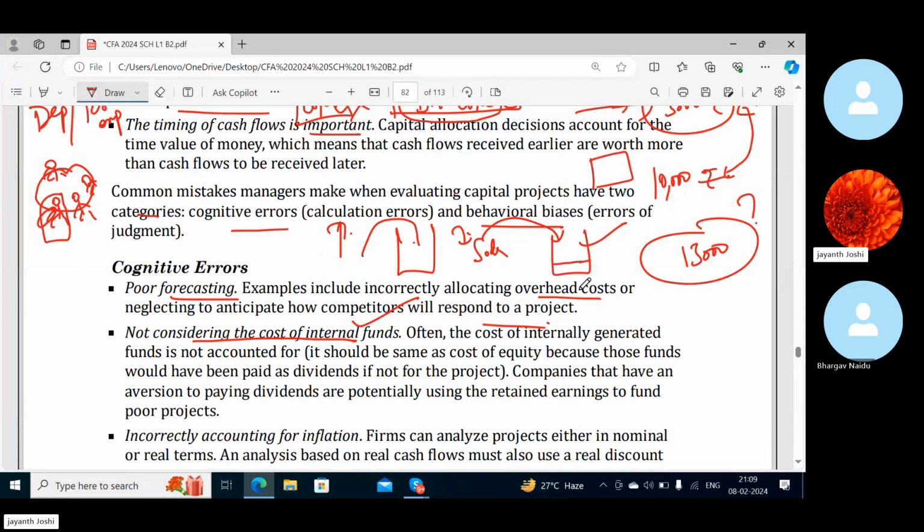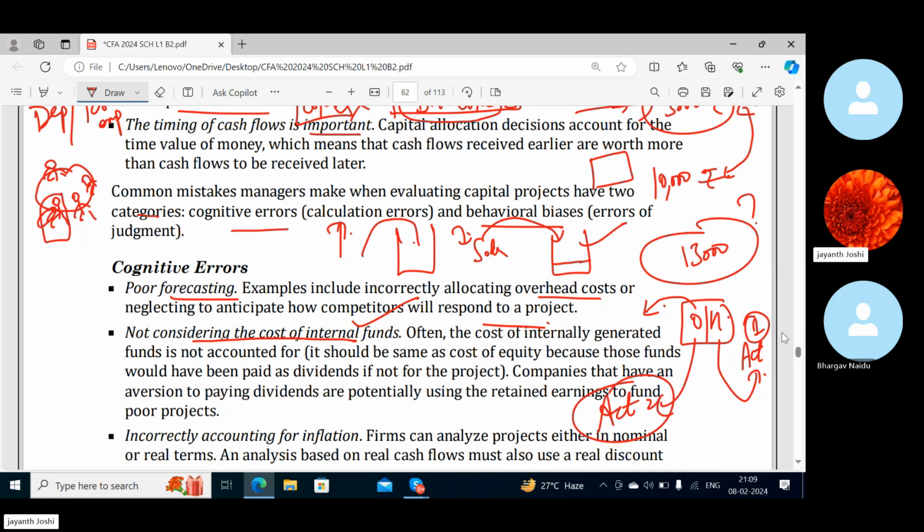So poor forecasting examples include incorrectly allocating overhead costs. See, allocation I have already explained to you. There is certain overhead a company is incurring, and they have to allocate this to some specific department or some specific segment or some specific activity. Sometimes this overhead belongs to activity 1, and it is purely an overhead related to this activity. They are allocating this to activity 2 by mistake, and such kind of blunders can happen.